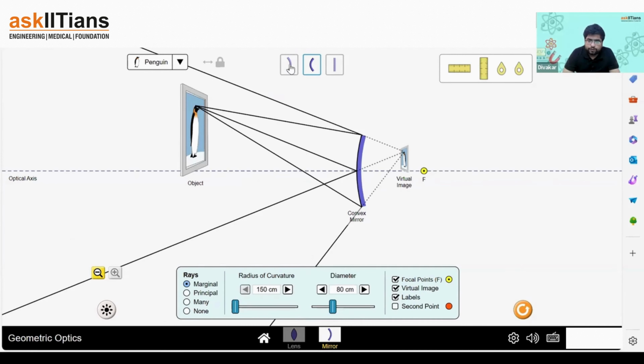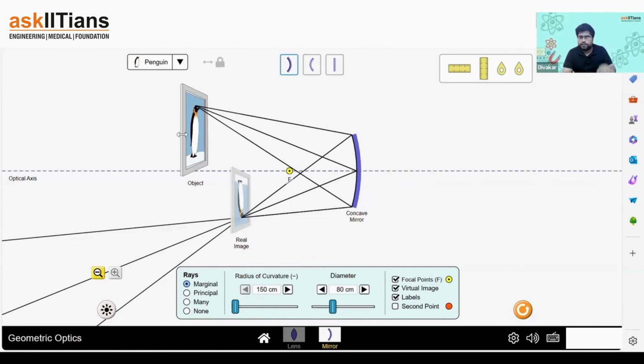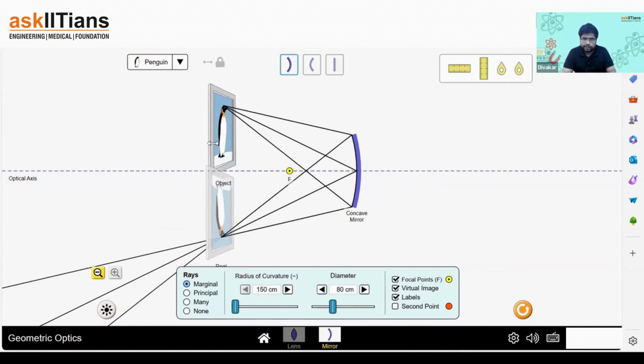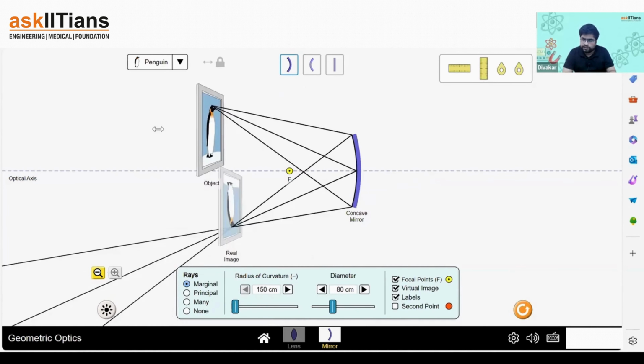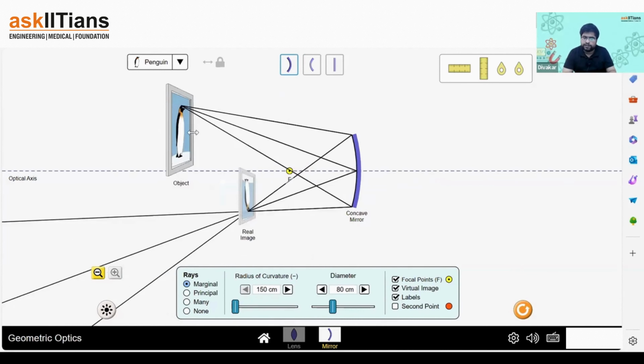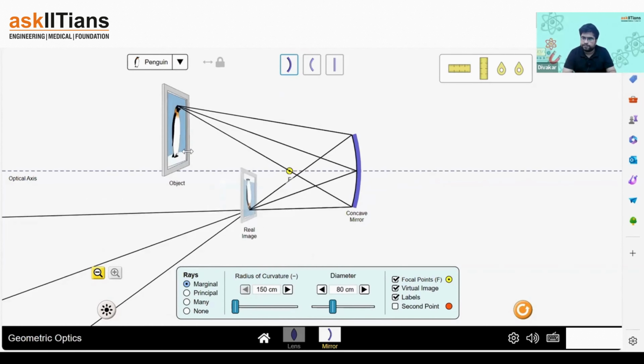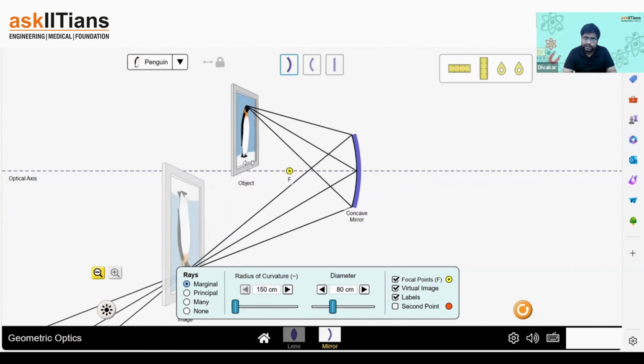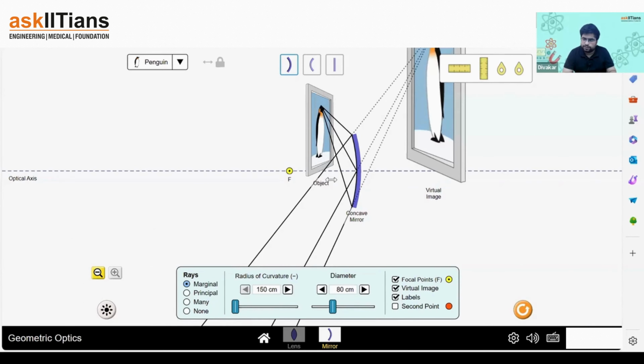But in the case of a concave mirror, there are games. Sometimes the object becomes bigger, sometimes the image becomes bigger, depending on their locations. And it can be real, it can be virtual as well, depending on what object distance you are at. Is that clear? What is the way to master this topic?